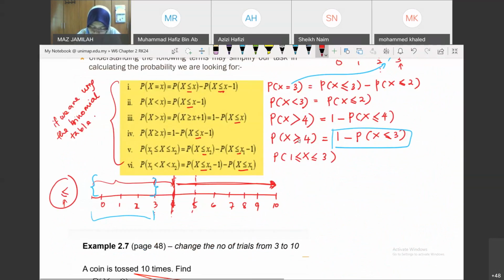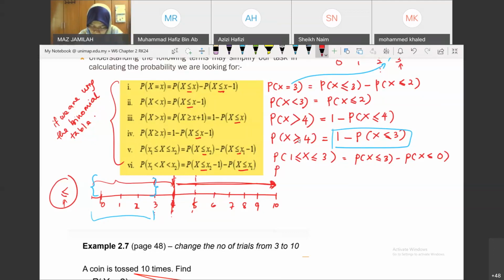So this will be P(X) less than or equal to 3, minus P(X) less than or equal to 0. Okay. And finally, I'll just give a few examples. Later we'll do the exercise. Hopefully it will be clearer.